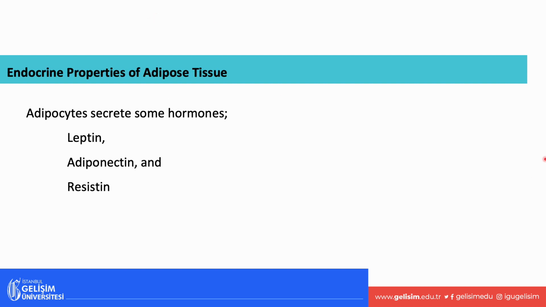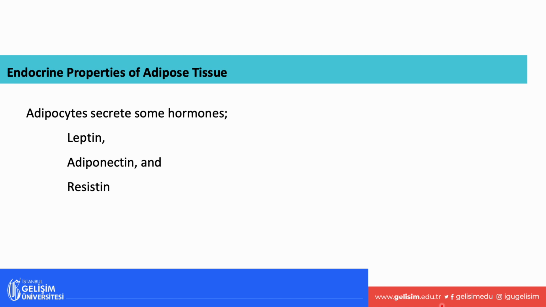Adipocytes secrete a number of hormones, including leptin, adiponectin, and resistin. Leptin is an appetite suppressant hormone that's involved in regulating body weight as well as energy balance. Adiponectin has insulin sensitizing and anti-inflammatory effects and plays a crucial role in glucose and lipid metabolism. Resistin has been suggested to contribute to insulin resistance as well as inflammation in obesity.